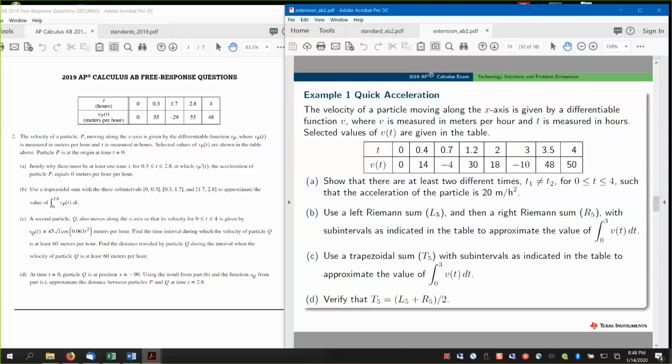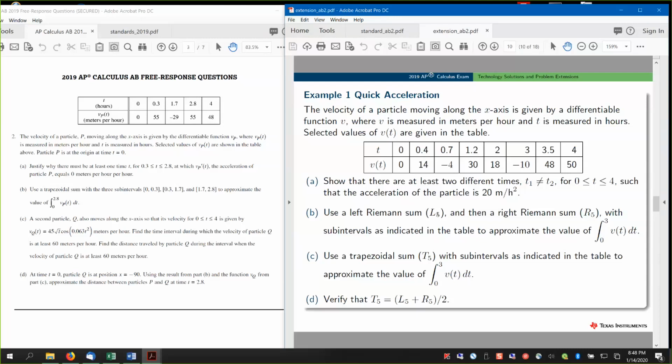This one I called quick acceleration. And so we have the velocity of a particle moving along the x-axis given by this differentiable function v, very similar to what was given in AB2. So v is measured in meters per hour, t is measured in hours, and we have selected values of v in this table. You'll notice that this is a little bit bigger than the table given in the problem.